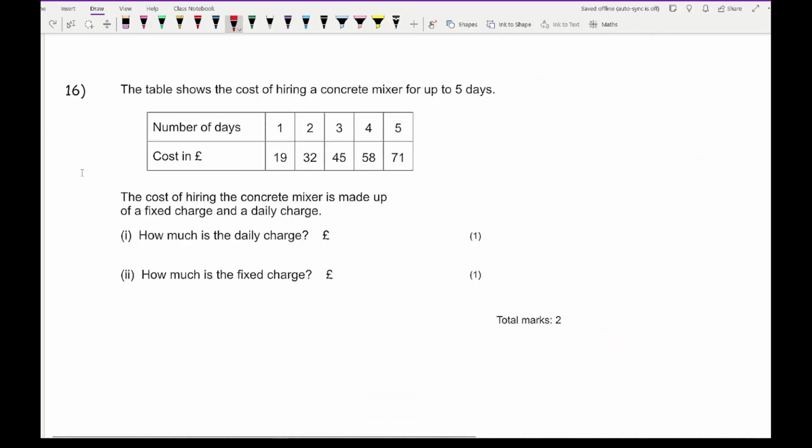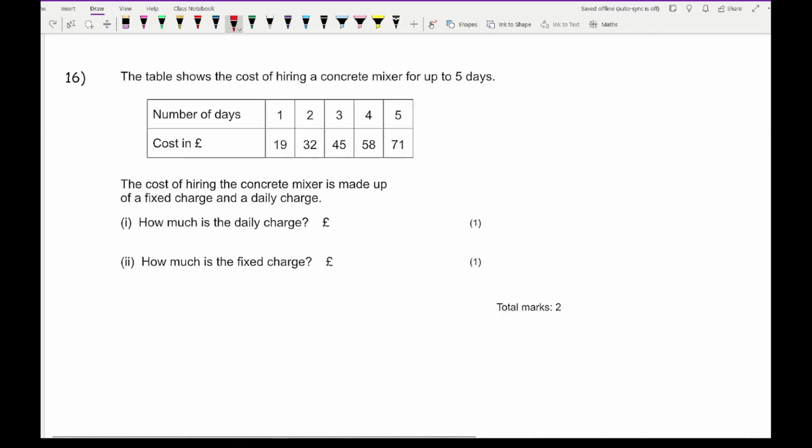Moving on to question 16, it says here is a table showing the cost of hiring a concrete mixer for up to 5 days. It says the cost of hiring a concrete mixer is made up of a fixed charge plus the daily charge. How much is the daily charge? So for this, what we want to do is work out the difference between each of these numbers. Now it's not excluding the first one because that's going to include the fixed charge.